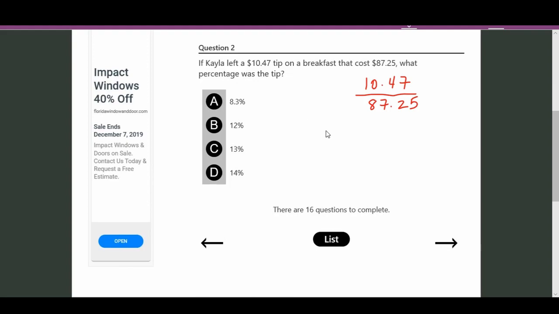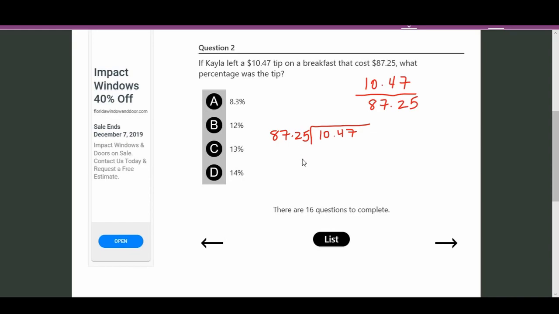So let's go ahead and start setting this problem up. Again, as I mentioned, we're going to be doing long division. We're going to do 10.47 divided by 87.25. Now, if I'm not mistaken, most people learn how to do long division, including with decimals, in 4th grade. So if you got to this point and you didn't know how to proceed, that's okay. Again, this is a 4th grade math concept, so let's talk our way through it.